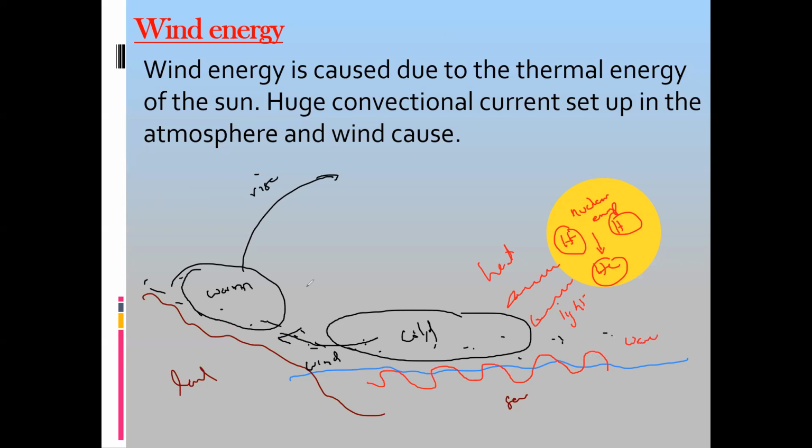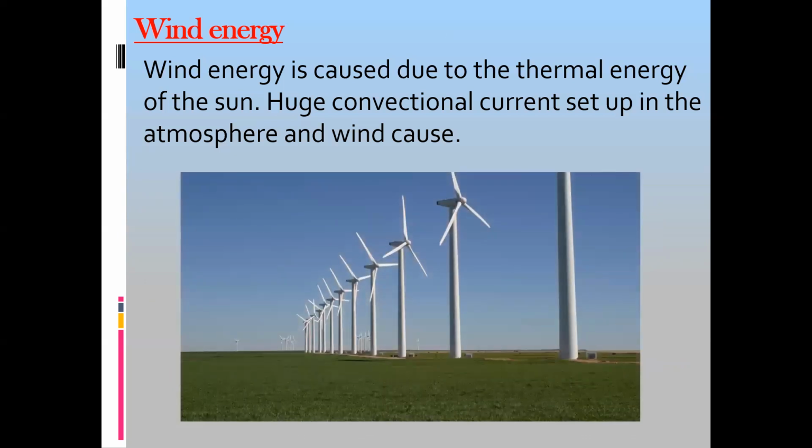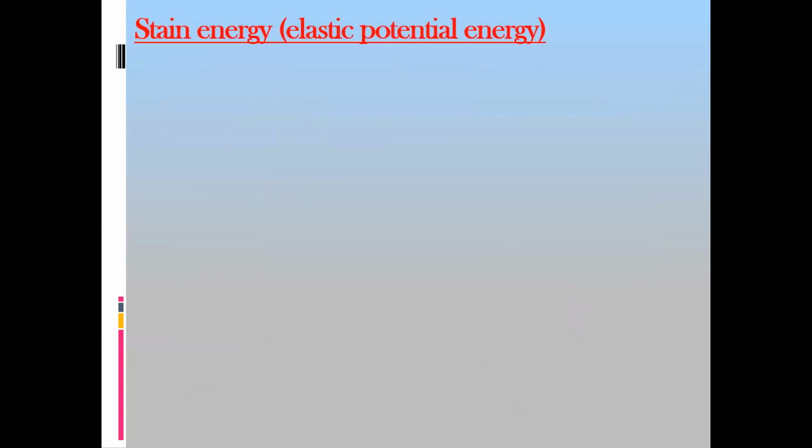That's why we say the sun is the main source of energy. The sun is producing a lot of energies. And we can use this wind energy: we can use windmills to convert that into electrical energy.